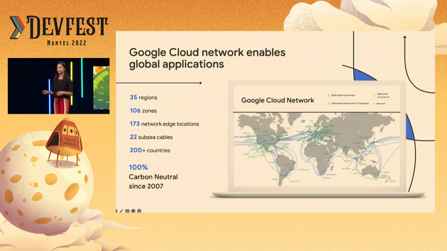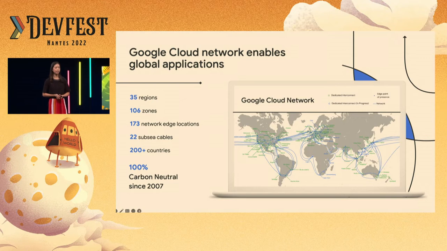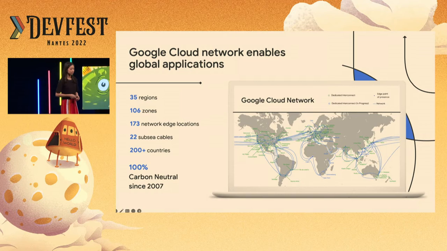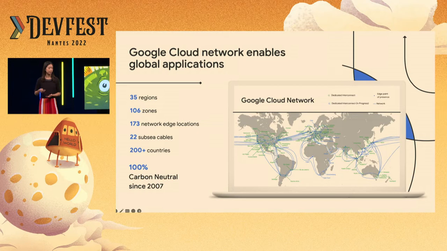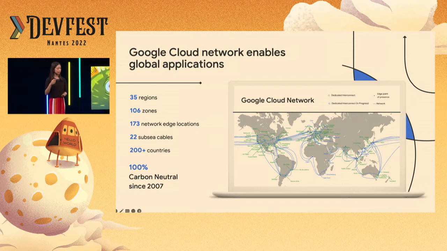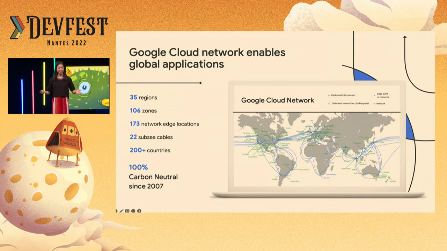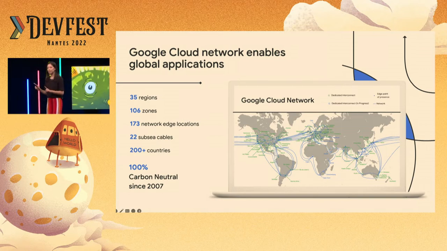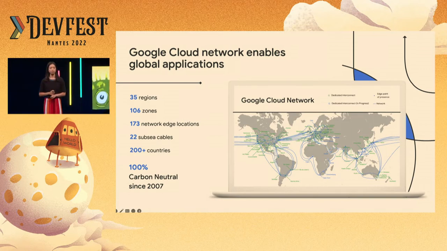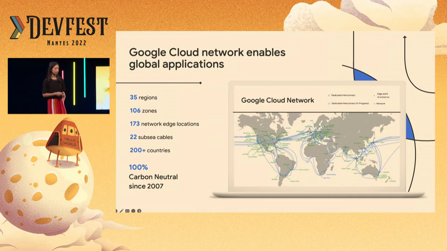So we've since been able to really expand our network, especially in the last decade, to make sure that our developers can have this global scale and deploy seamlessly. So now we're operating in 35 regions. This is made up of 106 zones. And we also have 173 network edge locations, or points of presence, POPs. And we are connecting continents via 22 high-capacity subsea cables across 200-plus countries. Another fun fact is that we've been 100% carbon neutral since 2007 for our network.